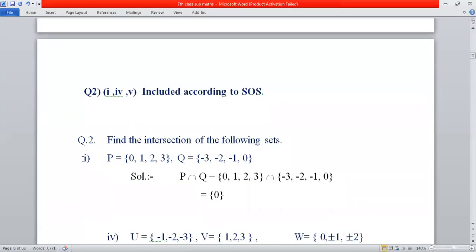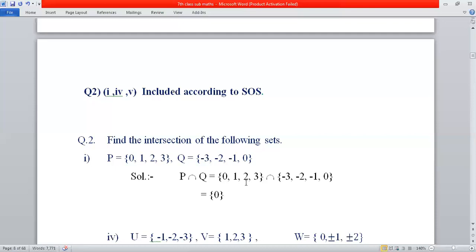So come to the first part: find the intersection of the following sets. P is 0, 1, 2, 3, and Q is -3, -2, -1, and 0. You are going to find the intersection between these two sets. So you write P intersection Q equal sign, and in place of P you write its value, the set, and the intersection symbol as it is, and then in place of Q you write its value.